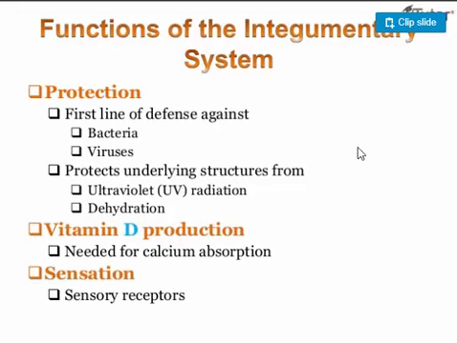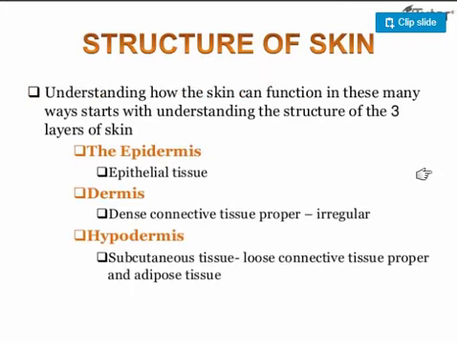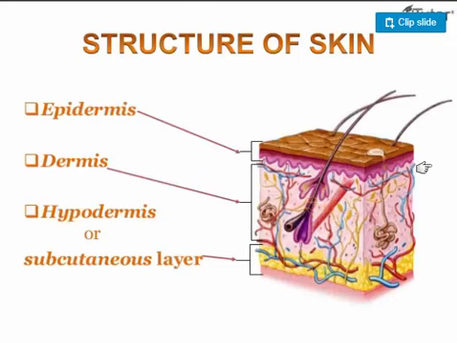What is the skin formed of? Let's look at the formation of the skin. The main layers we see in the skin are the epidermis and the dermis. Let's look at them. So this is the epidermis, which is the layer that we see on the outside. It's formed of epithelial tissue.